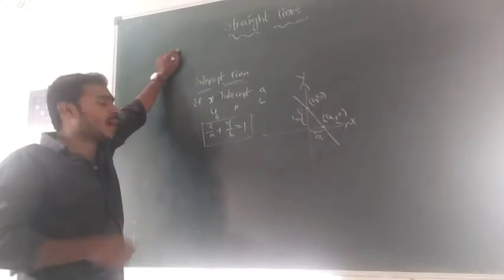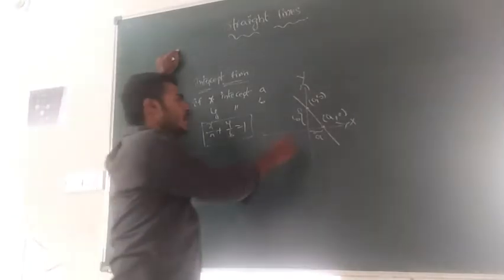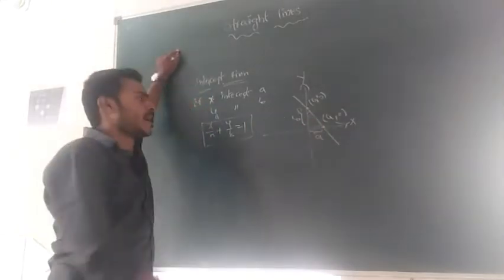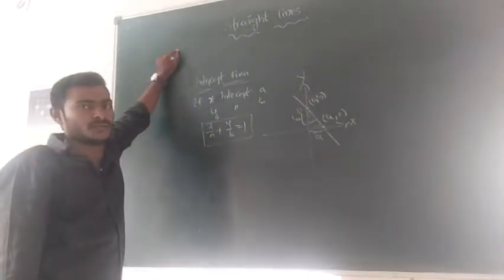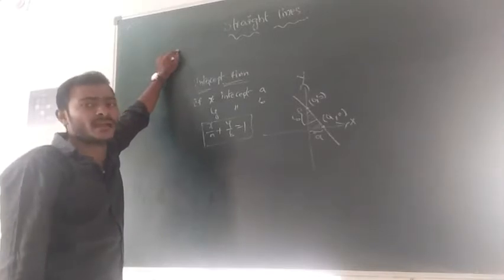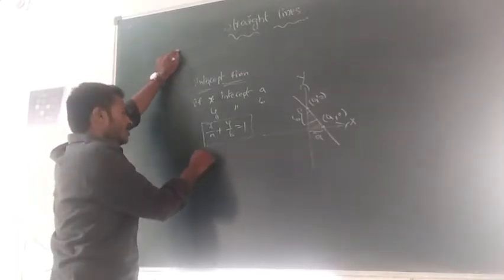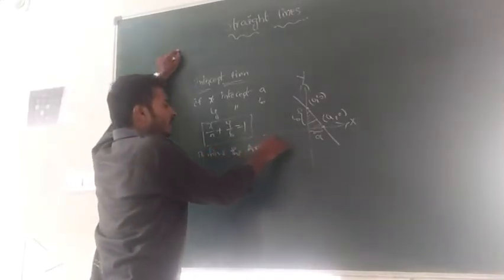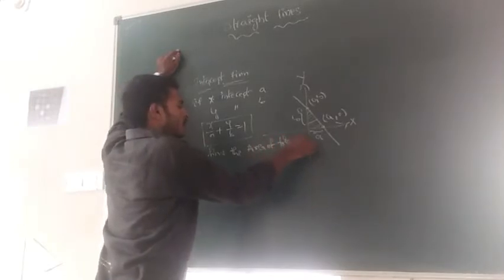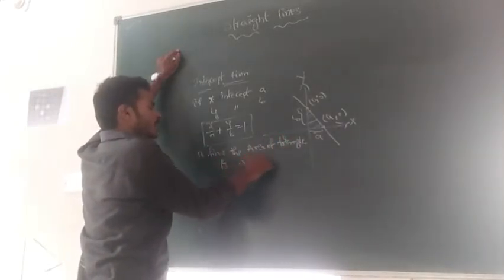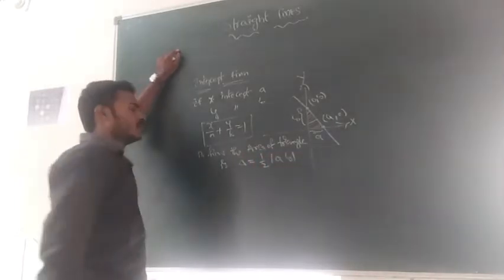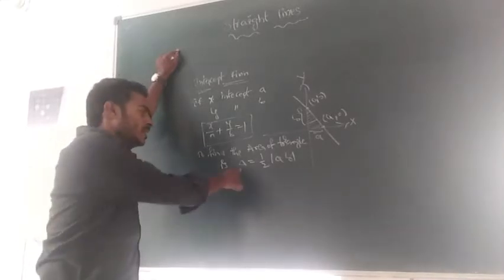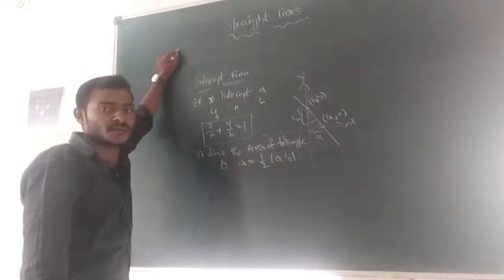Now, after getting the intercept form, one triangle is formed here. Also, they are asking to find the area of the triangle. To find the area of the triangle, the formula is delta equal to 1 by 2 into mod AB. Delta equal to 1 by 2 into mod AB.